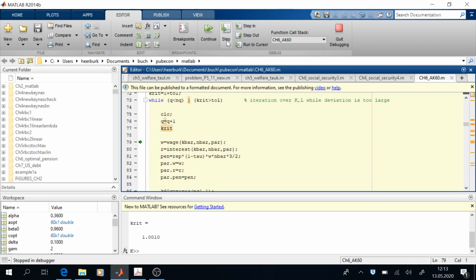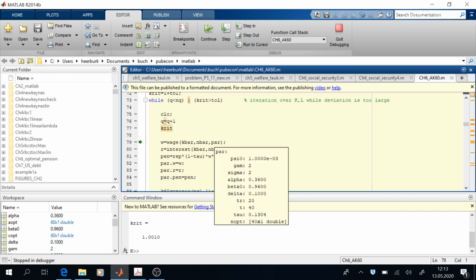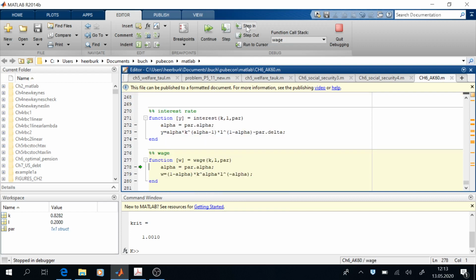Okay. So we compute the wage and the interest rate with the help of the functions wage and interest rate, and therefore let's step into the function wage, whose arguments are provided by k bar equal to 0.8282, aggregate labor 0.2, and the parameter vector. So let's step into this function wage of KL bar, and as you can see, we simply compute the marginal product of labor, 1 minus alpha times k to the power alpha times L to the power minus alpha, and return this value.